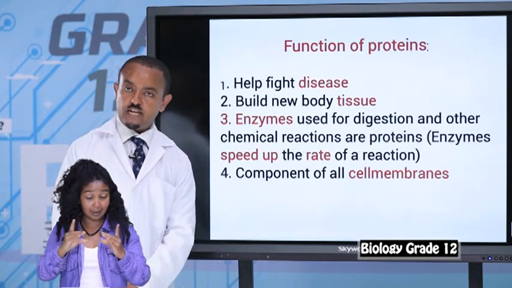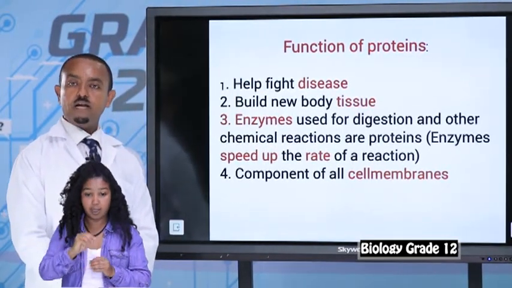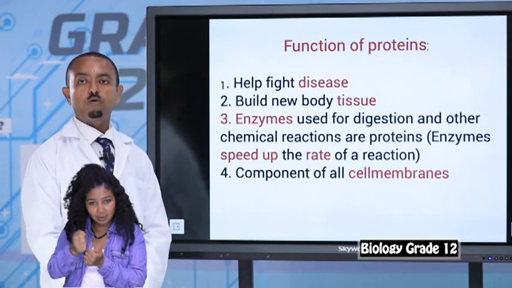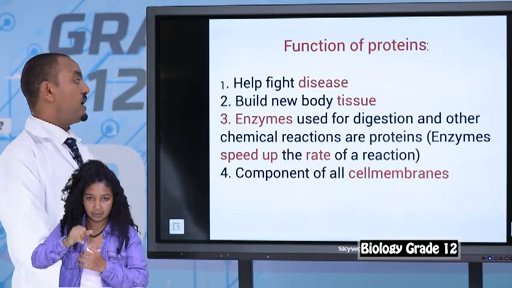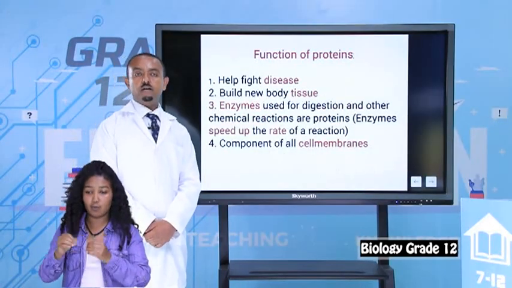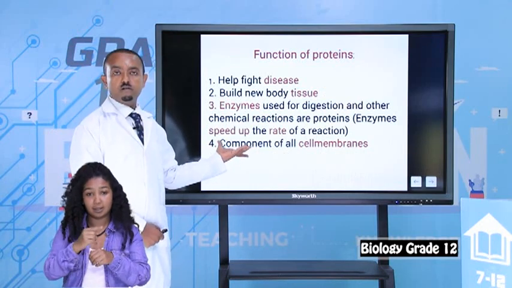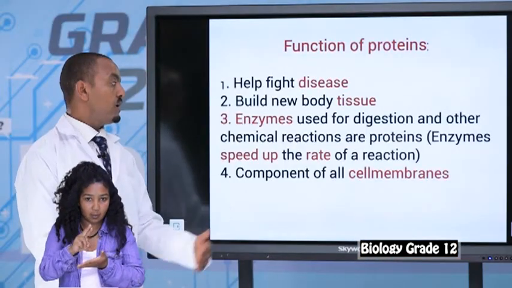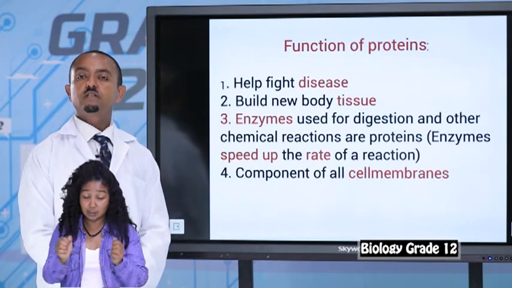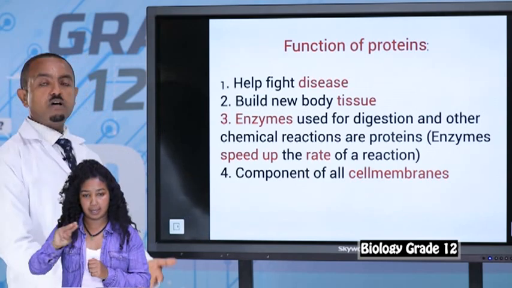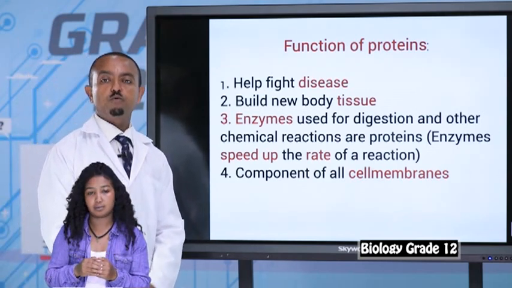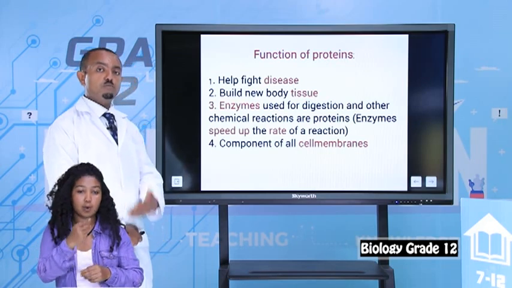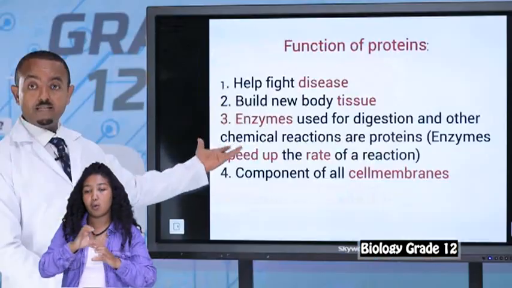As you remember in your grade 11, unit 3, enzymes are biochemical catalysts which are made up of proteins. Enzymes are used to digest or for other chemical reactions, and they speed up the rate of a chemical reaction. Every chemical reaction in living things takes place with the presence of enzymes. Enzymes are specific to heat, specific to pH, and specific to substrates. So all enzymes in nature are proteins, used as biochemical catalysts.